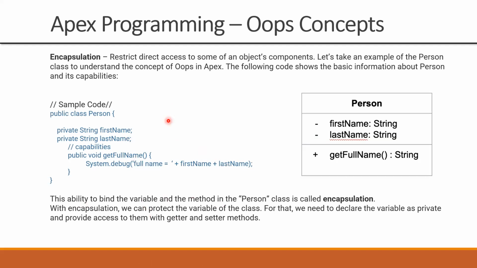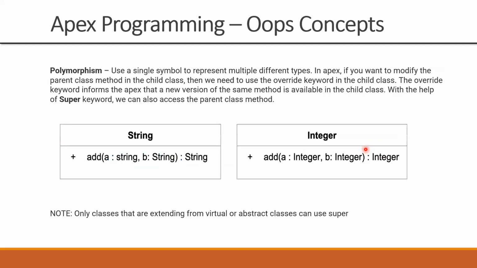So that is an example of encapsulation. The person class is an encapsulation example. It is binding the data. It is binding all three things together, encapsulating. Okay. Polymorphism. Polymorphism, I have told you, is one name, multiple tasks, right?